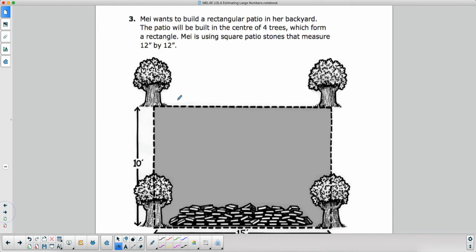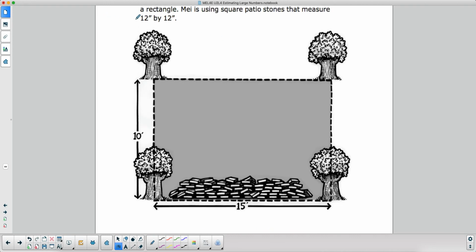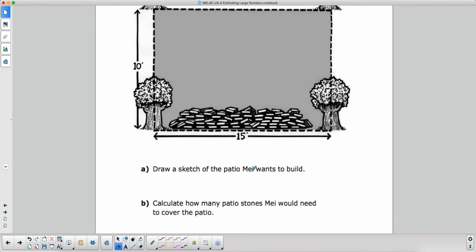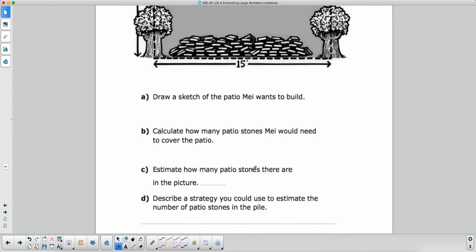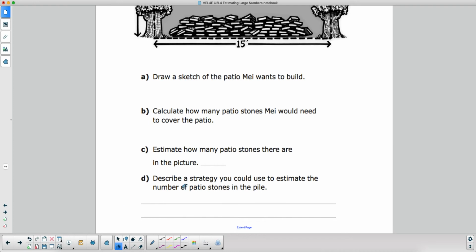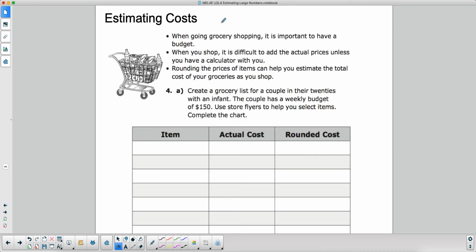What's the next one say here? Okay, so this one, I'm just going to talk about it and then I'm going to let you finish it. It says, Mai wants to build a rectangular patio in her backyard. The patio will be built in the center of 4 trees, which form a rectangle. Mai is using square patio stones that measure 12 by 12. So 12 inches is 1 foot. So if this is 15 feet this way and 10 feet this way, then they need 15 stones this way and 10 stones that way. So how many do they need altogether? Okay, so I want you to try and calculate that, and then I want you to carry on and do the rest of this estimating things.